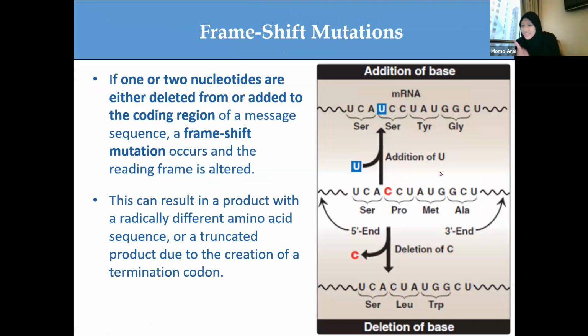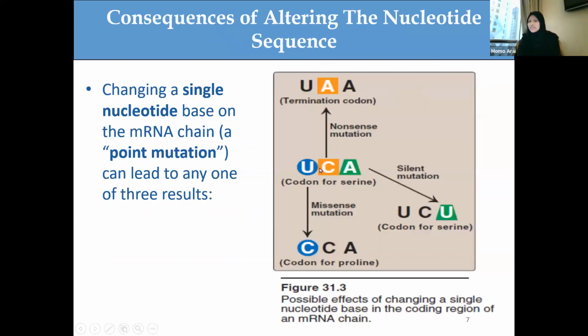Wait, let me answer a question, sorry, and then I'll move on. Nonsense are stop and missense are start. It's okay, so nonsense, sorry. If it's nonsense, it means it changes to a stop codon. Yeah, you're right. If it's missense, it's not a start codon, but it just changes the amino acid. Is that okay?